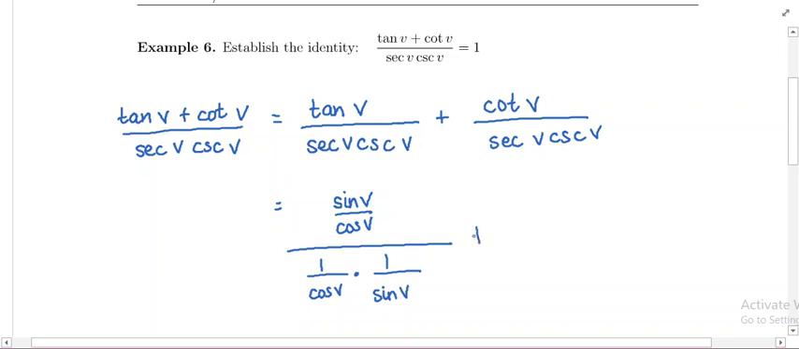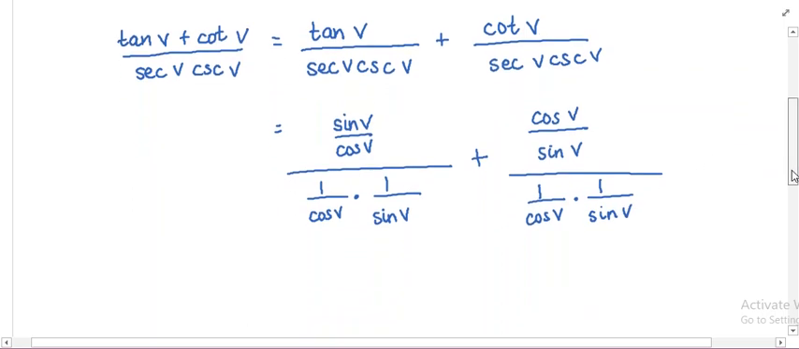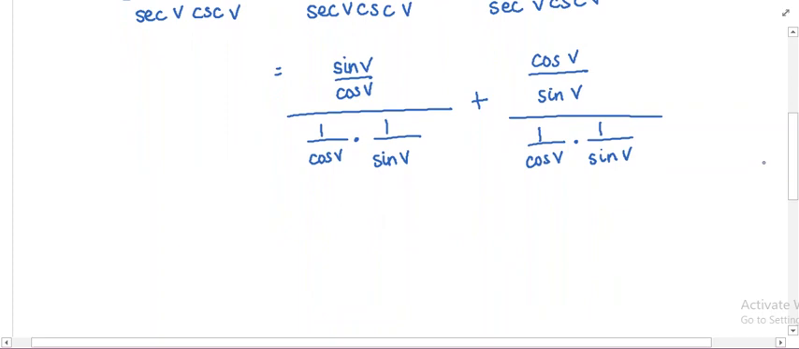We're going to do the same thing for the second fraction. So I'm going to add the cotangent of V, which is the cosine of V over the sine of V, over the denominator here, which is the secant of V, which is 1 over the cosine of V, times the cosecant of V, which is 1 over the sine of V. This looks pretty complicated, but everything is written in terms of sines and cosines. That was one of the tips for establishing an identity.